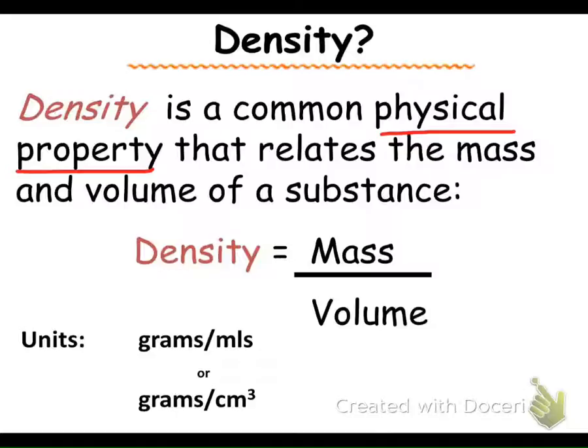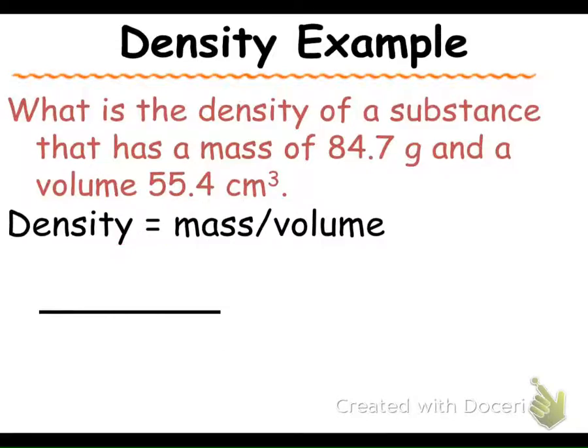And we can measure it in grams per milliliter or grams per centimeter cubed. Hopefully you're thinking to yourself, that makes sense because we proved in our milk carton lab that 1 milliliter is equal to 1 centimeter cubed. So let's do a practice problem here with density. What's the density of a substance that has a mass of 84.7 grams and a volume of 55.4 centimeters cubed? Please go ahead and pause the video and try this practice problem, and then when you click play again, I will show you the answer.